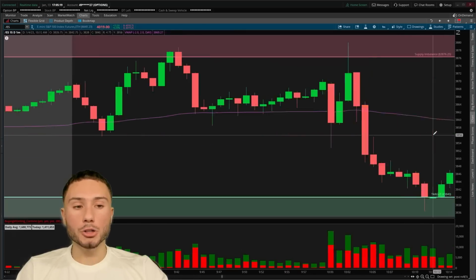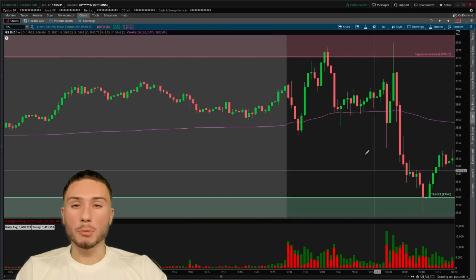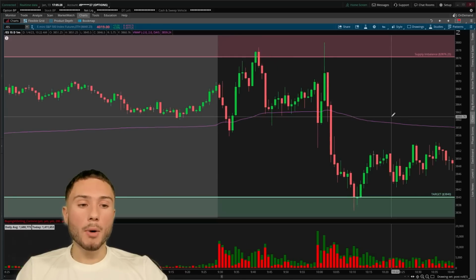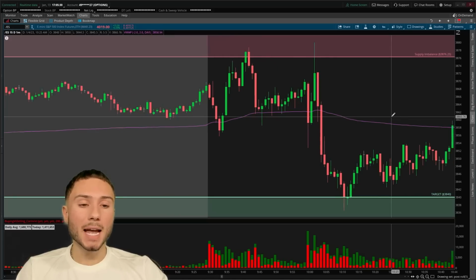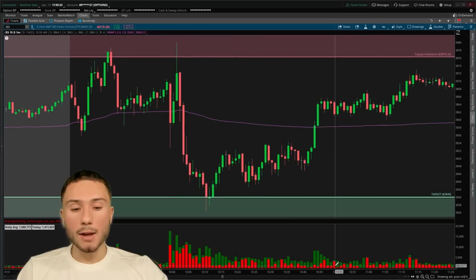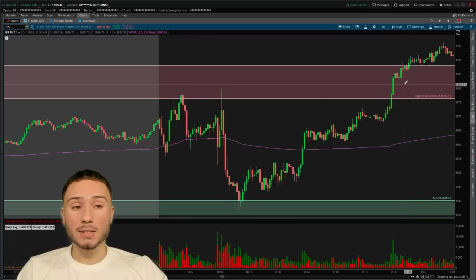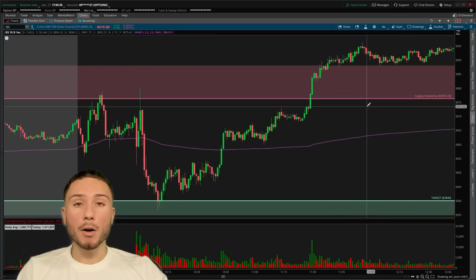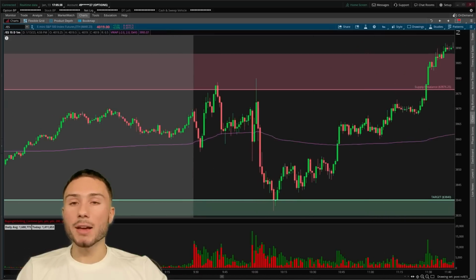Then you take the market short, targeting the demand zone or maybe support below or any other tool that the market's giving you, an area that it could potentially reverse at. We hit this 3840 level and then rallied back into the supply, eventually breaking above it. So again, these are areas of interest.